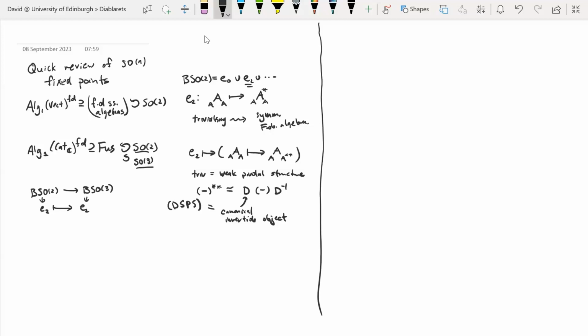This is part of a cell structure for BSO3, but now there's a three-cell E3, and the way that it attaches onto E0 union E2 implies that pi 1 of SO2, which is pi 2 of BSO2, that's Z. The way that this attaching map goes, pi 1 of SO3, which is pi 2 of BSO3, that's Z mod 2, and the map here is the canonical projection.